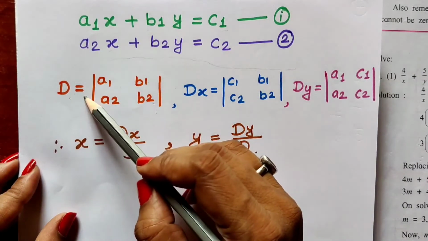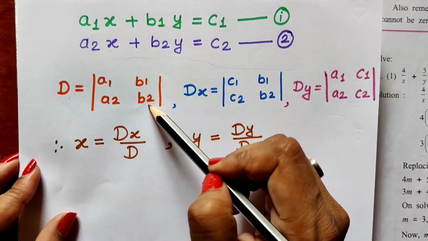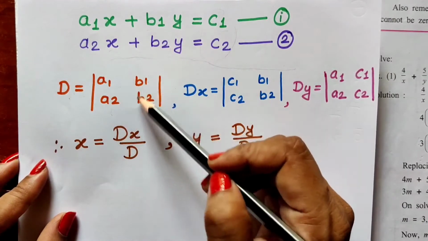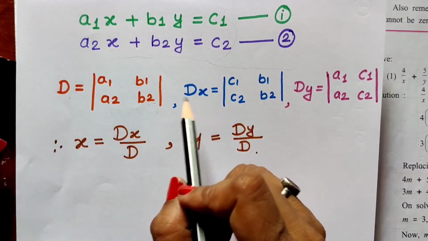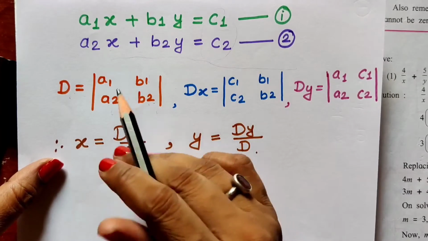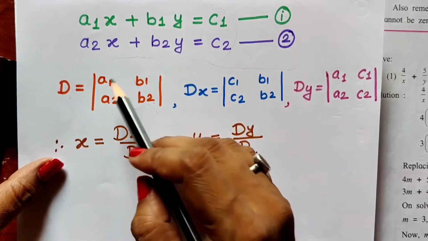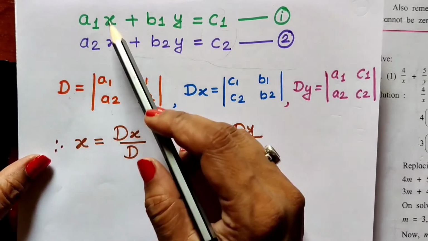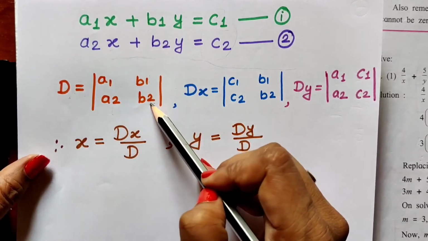So D determinant is the coefficient of x terms and coefficient of y terms. We should not take the constants. There are only two columns and two rows in the determinant. Third column, fourth column are not there. Only two columns and two rows. So in D determinant we have to write coefficient of x, that is a1, a2, and coefficient of y, b1, b2.